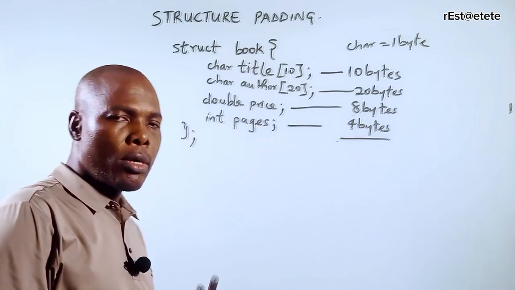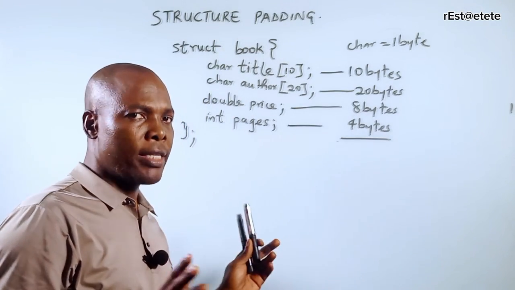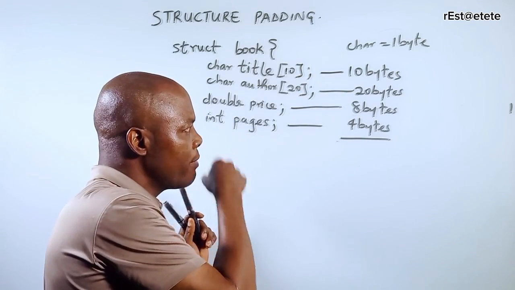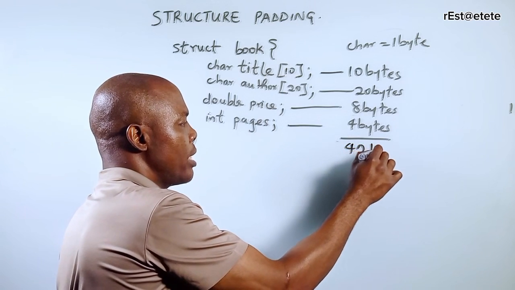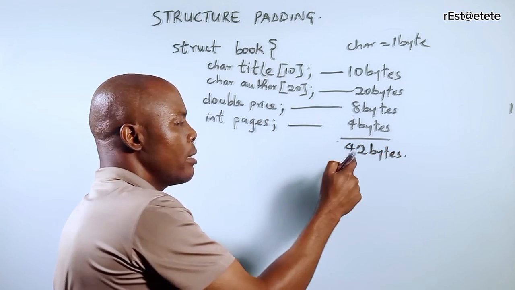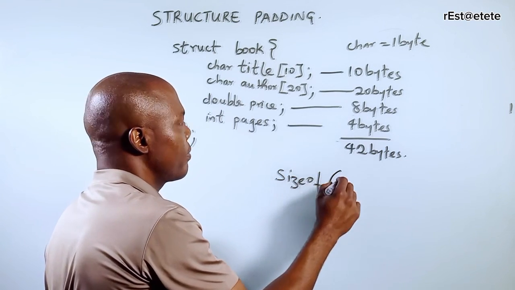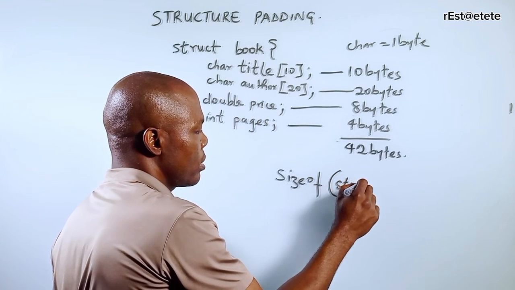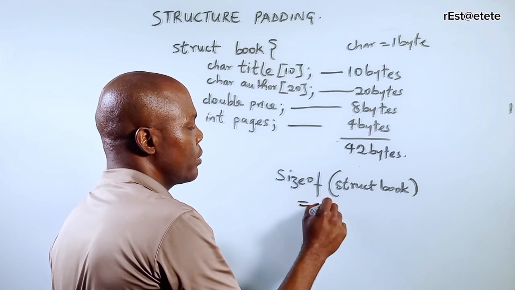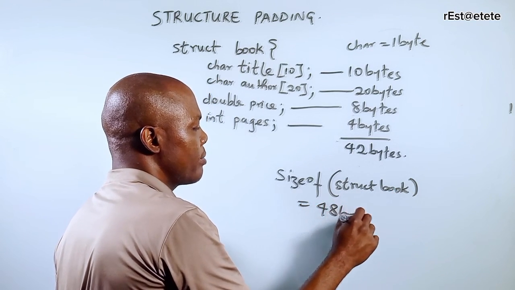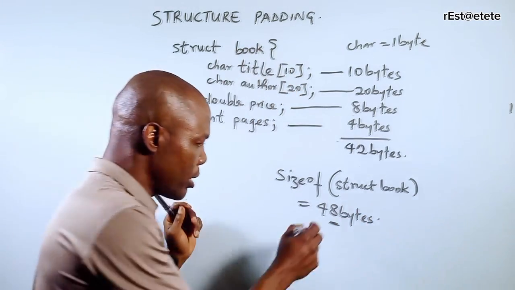Now, modern compilers align data in memory for quick access. So if I ask you now the size of this struct, 42. That's what you will tell me, right? But if we check sizeof struct book, this will give us 48 bytes. Why? Because of what? Padding. So this is the correct answer.